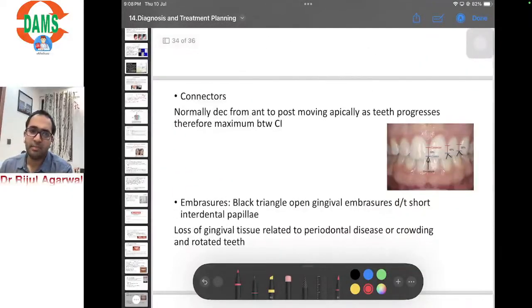Next, the connectors and embrasures, you all know. Connector width: the connector is the contact between the teeth. It decreases from anterior to posterior and moves apically as the teeth progress. Therefore, it is maximum between the central incisors, and the embrasure is the empty space located here. That is a black triangle due to short interdental papilla, and generally it is filled with the papilla. It can be lost or recede due to gingival tissue related periodontal disease, crowding and rotated teeth.